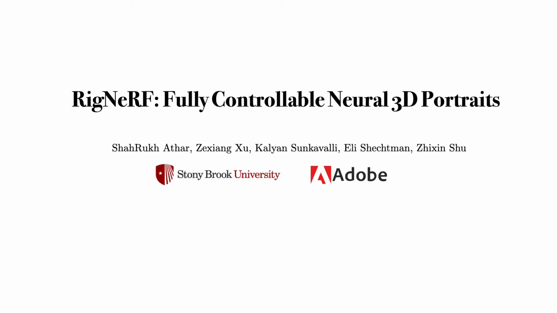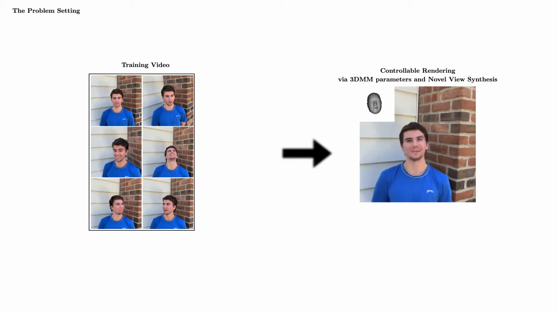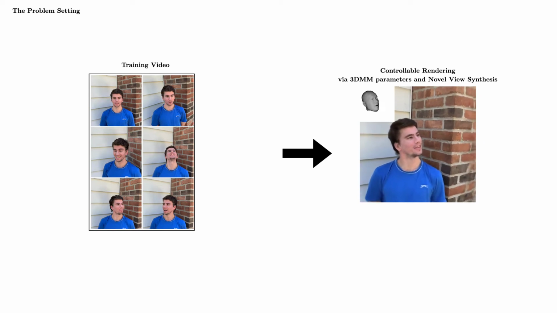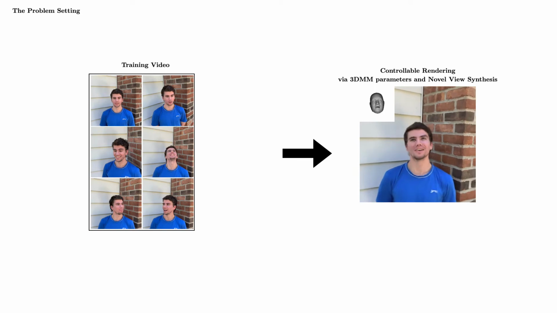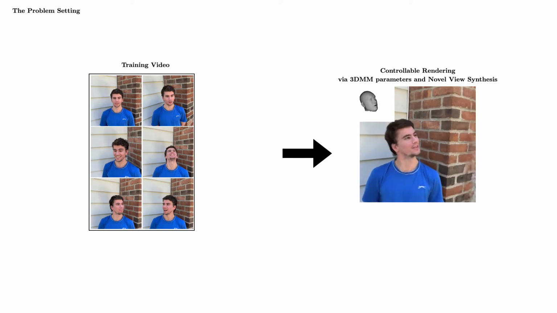We present RigNeRF, a fully controllable neural model for 3D portraits. This is joint work between Stony Brook University and Adobe Research. Given a training video with a variety of facial expressions, head pose, and viewing direction, and the corresponding 3D parameters, we aim to build a radiance field that models the whole 3D scene with full control over facial expressions, head pose, and viewing directions of the scene.